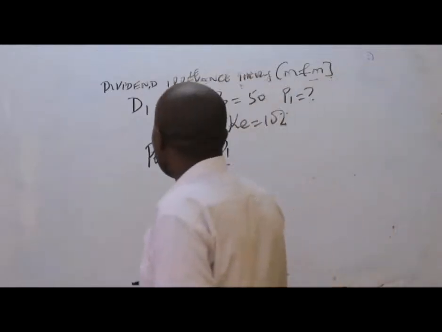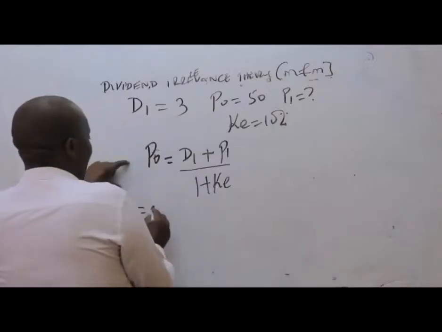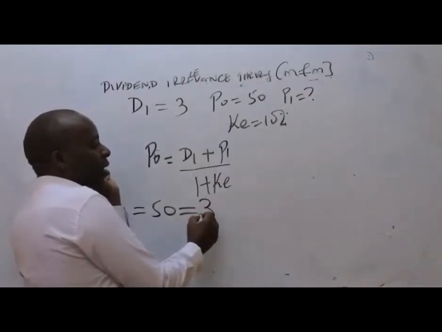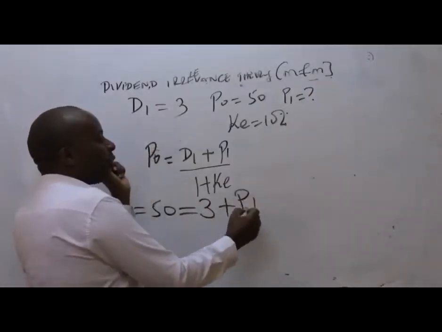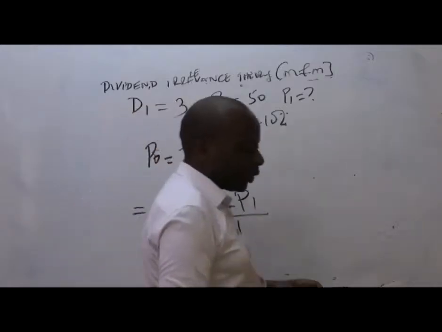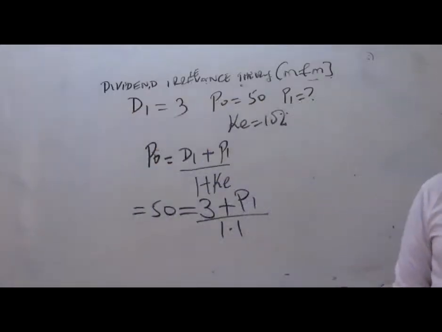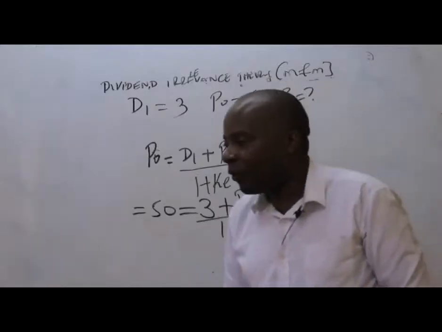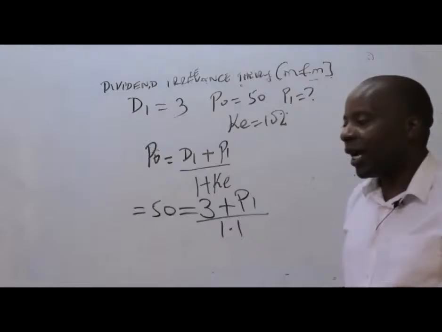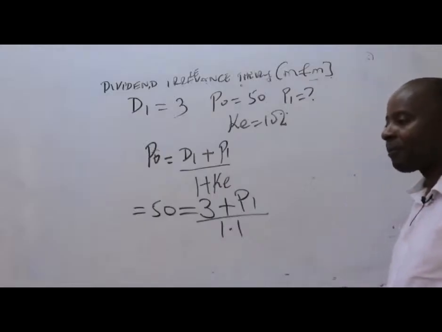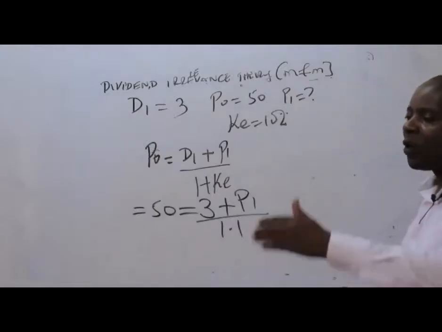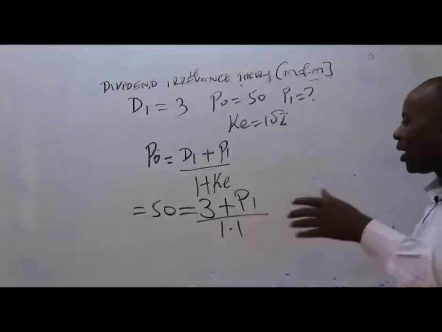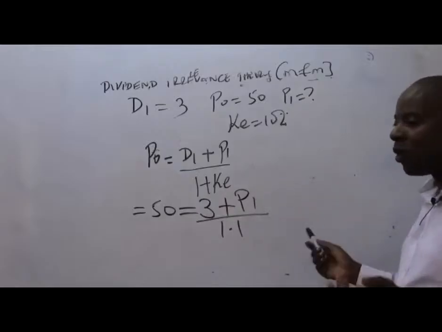If that is the case, then my P0 here should be 50 equals D1 that they would want me to declare this time round, which is 3, plus P1 that I do not know, all over 1.1. Are they able to see where I got my 1.1 from? Yes, they have even gone ahead to give me the answer, so they must have seen where I got the 1.1 from long time ago.